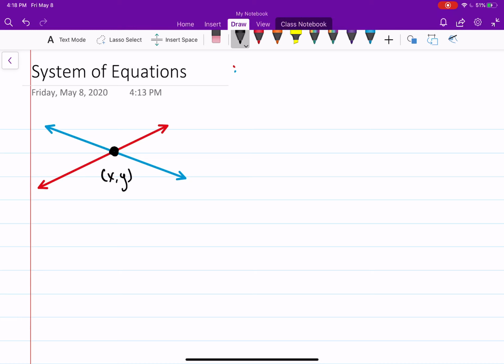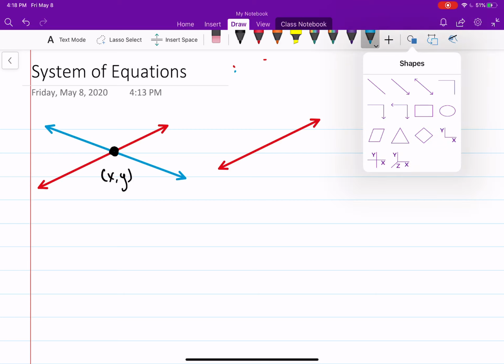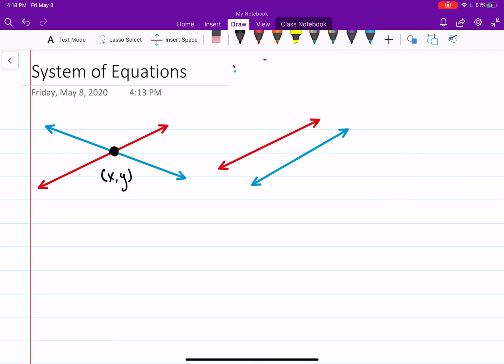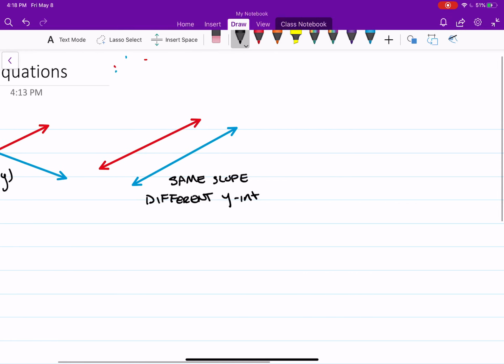Another situation that can happen is that the two lines are parallel. Same slope, different y-intercepts. What is the third possibility?